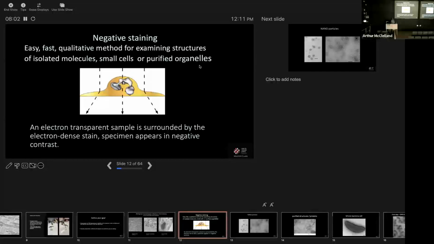So now we can start talking about how we do this. Let's start with negative staining. It's the simplest procedure that you can do, and it's going to get you a lot of bang for your buck. Negative staining is a fast, easy, qualitative method of examining structures in isolated molecules, small cells, or purified organelles. The negative staining part is that the background is stained while your object is still transparent to the electron beam, so it appears in negative contrast.